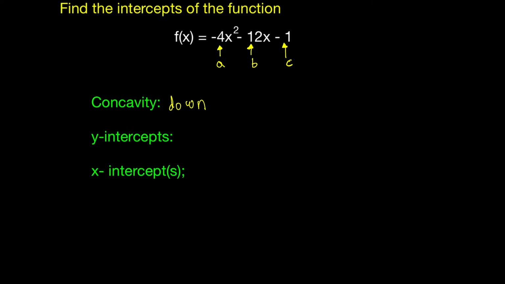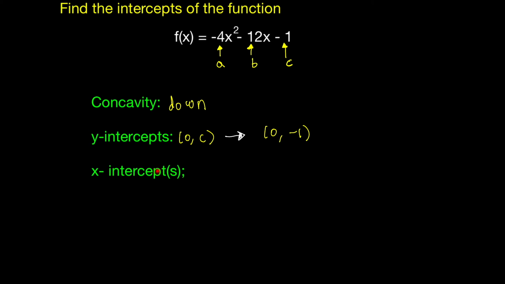To get the y-intercept, if we have the function in standard form, the y-intercept will be the coordinate 0, c. And here the c value is going to be -1. So my y-intercept is going to be 0, -1.